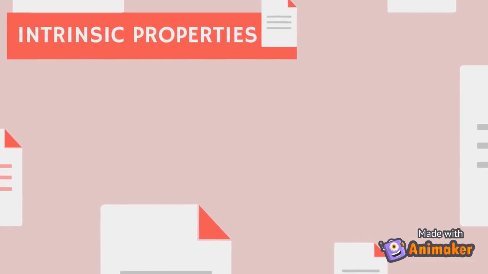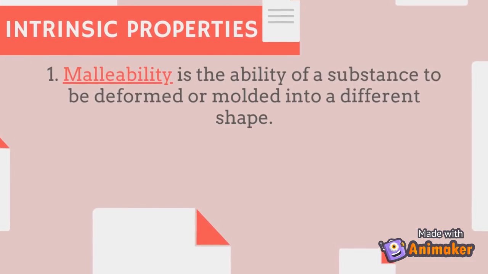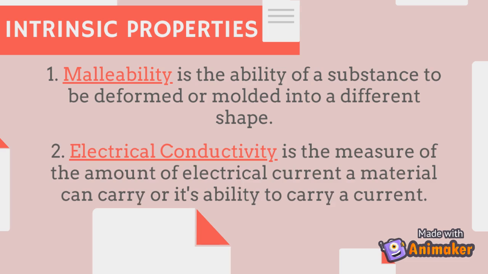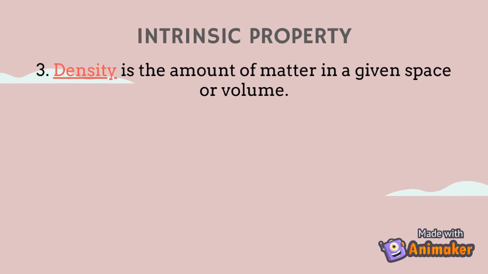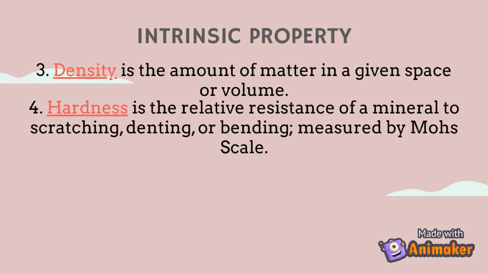Under intrinsic properties, we have malleability. Malleability is the ability of a substance to be deformed or molded into a different shape. Electrical conductivity is the measure of the amount of electrical current a material can carry, or its ability to carry a current. So we have the density. Density is the amount of matter in a given space or volume. Hardness is the relative resistance of a mineral to scratching, denting, or bending. It is measured by Mohs scale.